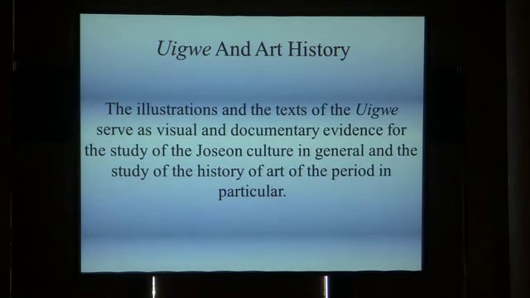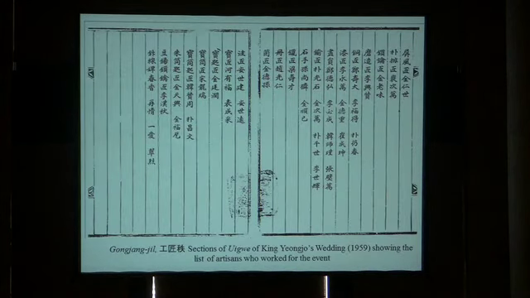Uigwe and art history. Now I've shown you so many different illustrations, but the texts are also quite important. And I want to point out what kind of things we can cull out of the text. Now here it says 병풍장 김인세, which means a person called Kim Inse made those screens. And so many screens were made and used at different spots, at a banquet, at a wedding, and so on.